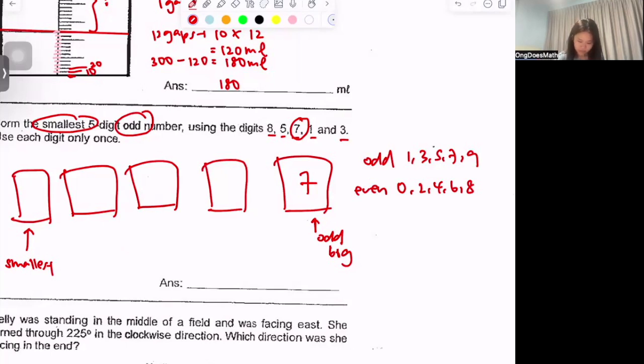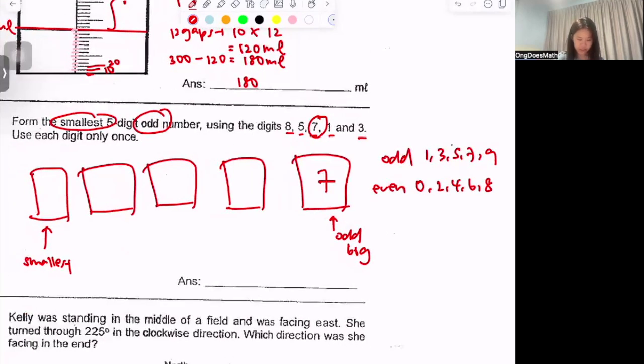Cool? Okay, so now we can work on our first digit. It should be the smallest. So the smallest should be 1. Next smallest is 3. Next smallest should be 5. And last but not least, 8. So the answer is 1, 3, 5, 8, 7.